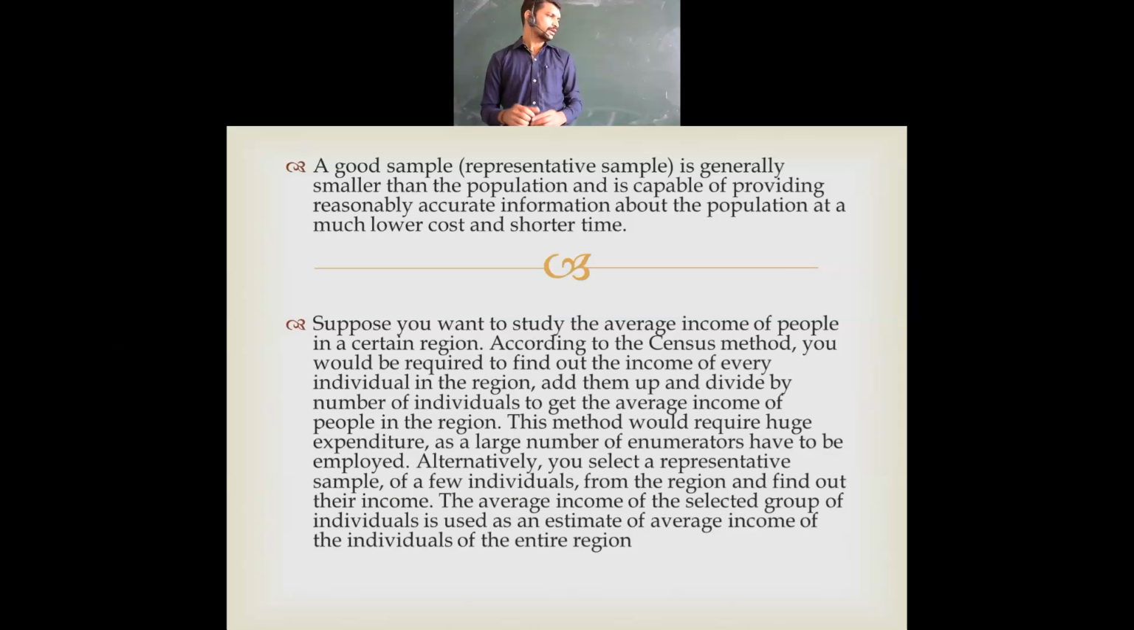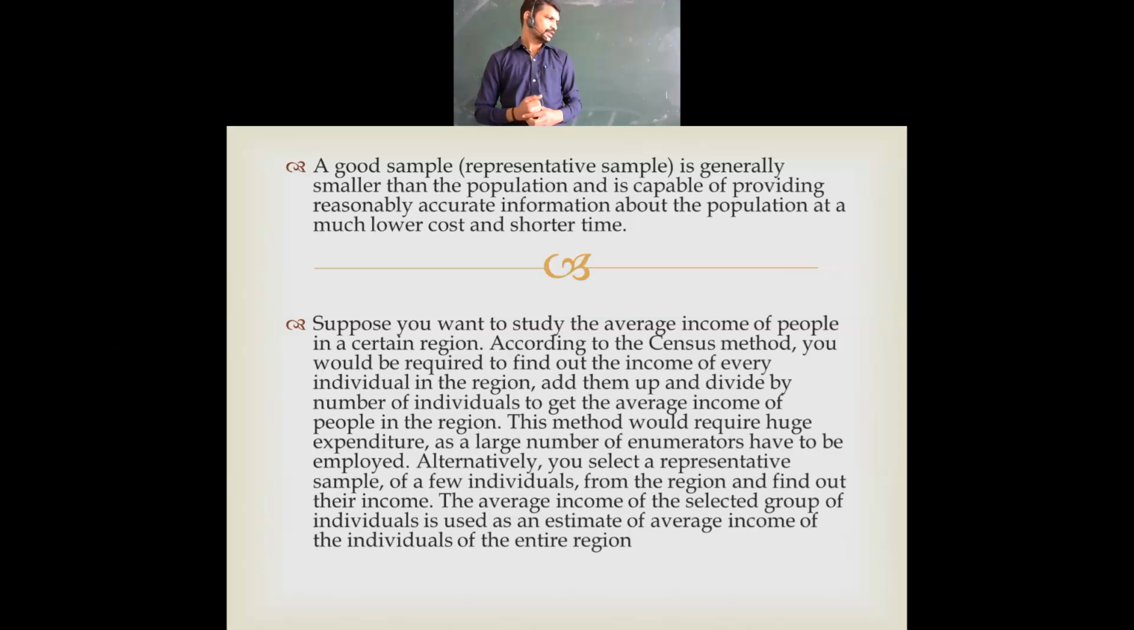Alternatively, you select a representative sample. What is this representative sample? Like I told you, 300 houses are there. In that, you are not going to collect everyone's information. You are going to select a few individuals, a sample. How much percent? Let's consider 10% of the total population, which means you select 30 houses and collect the information from them.